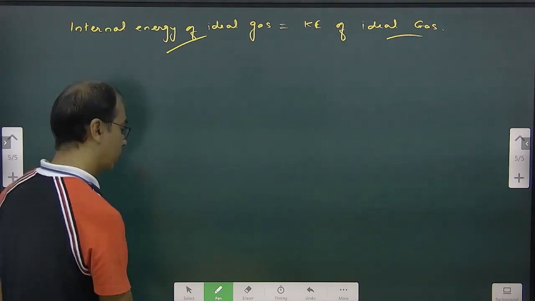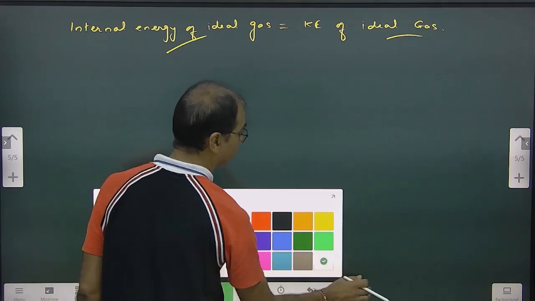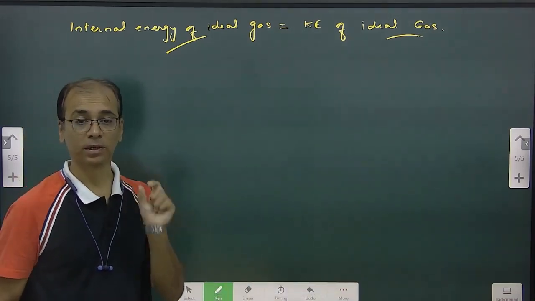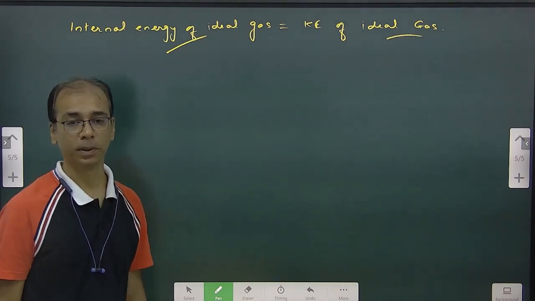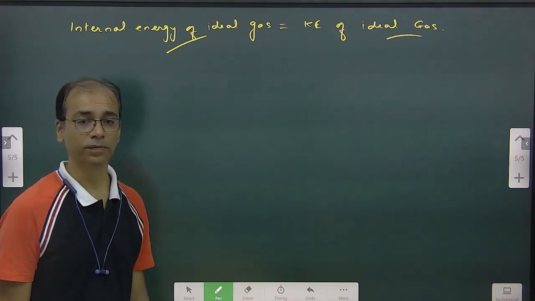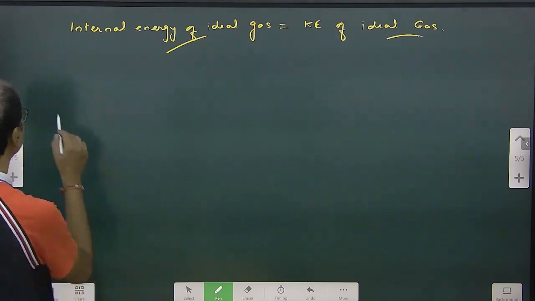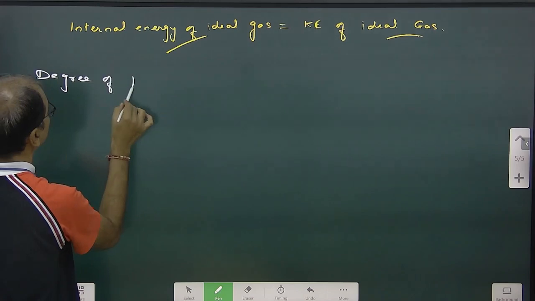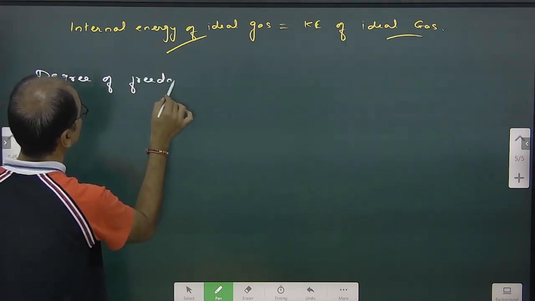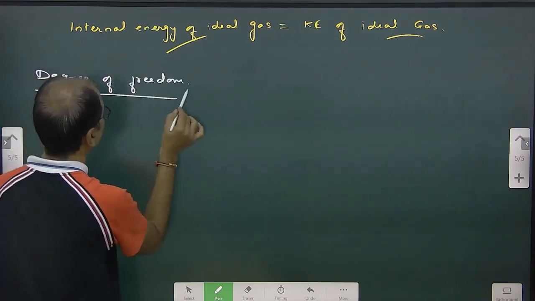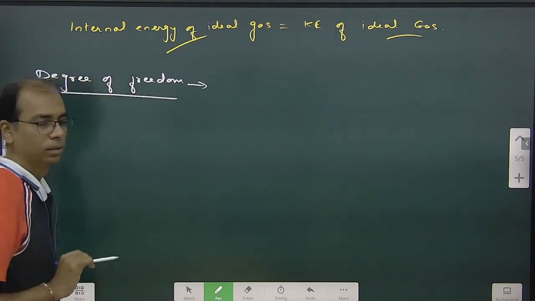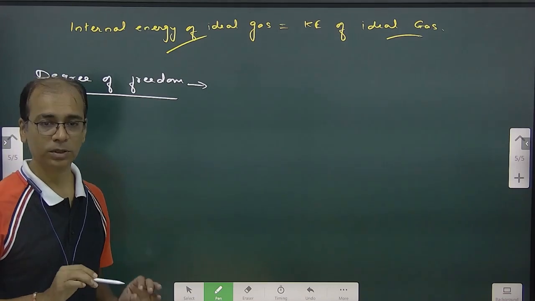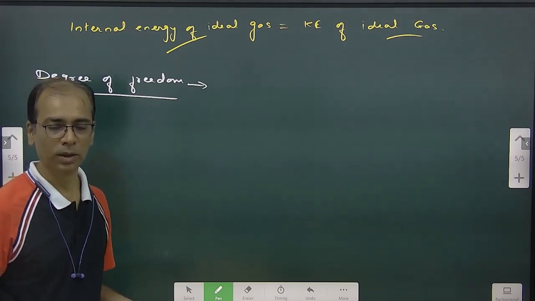Understood. Now, to find out the formula for kinetic energy, to find out the formula for internal energy, we require certain other terms that we have to understand as well. What are those? Degree of freedom. So what are we trying to understand? Internal energy. Internal energy means kinetic energy. So degree of freedom is related to that. That is going to give us an idea about kinetic energy.